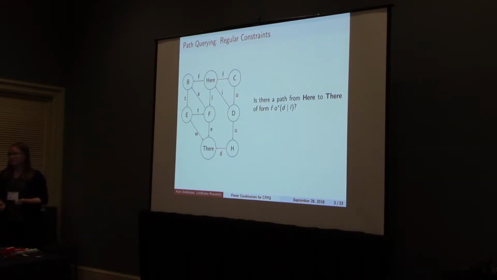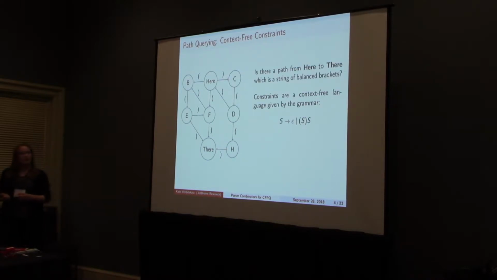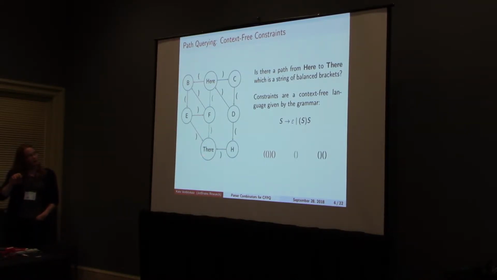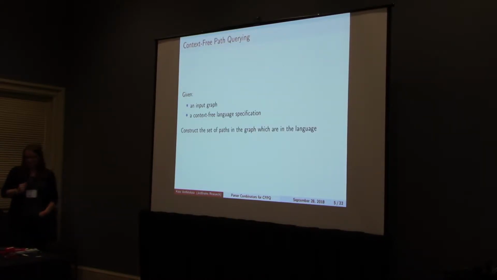Of course, there is no reason to limit ourselves to regular constraints. We can also ask for the paths which are in some context-free language, for example, the balanced brackets language. We just specify some grammar which describes this language, and we are trying to find paths which are in the graph and in this language. So let me repeat myself: context-free path querying is just the problem of constructing the set of paths in the graph which are in the given language.